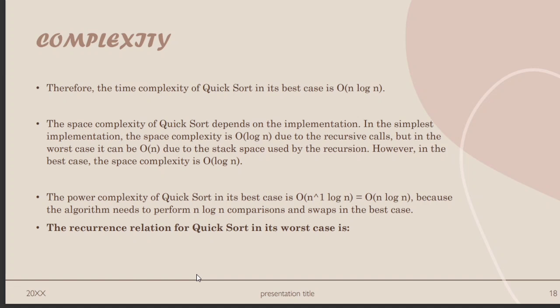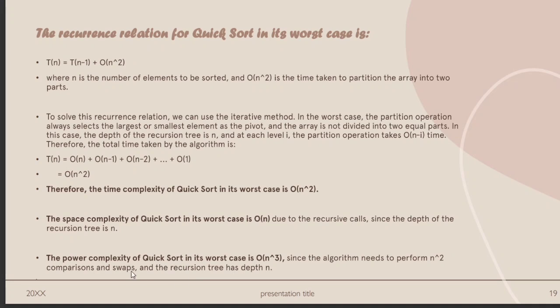The power complexity of quick sort in its best case is order of n to the power 1 log n, equals order of n log n, because the algorithm needs to perform n log n comparisons and swaps in the best case. The recurrence relation for quicksort in its worst case is T(n) equals T(n-1) plus order of n to the power 2, where n is the number of elements to be sorted and order of n to the power 2 is the time taken to partition the array into two parts.